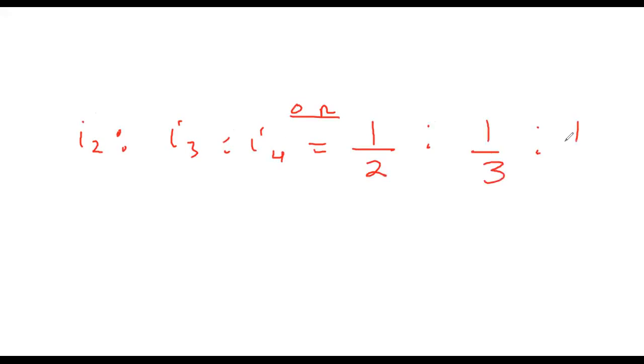So I2 is to I3 is to I4, the second method, the ratio method in parallel, will be 1 upon 2 is to 1 upon 3 is to 1 by 6, because V is the same, V cancels. So this will be 3 is to 2 is to 1 when you multiply throughout by the LCM 6. Now what is the total of this? 6 only, I think.